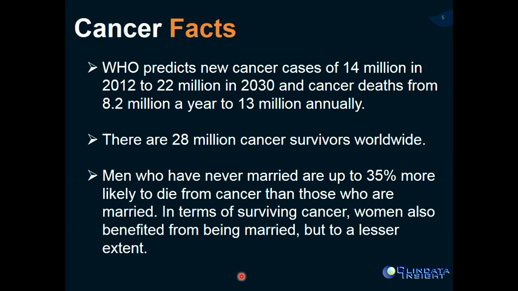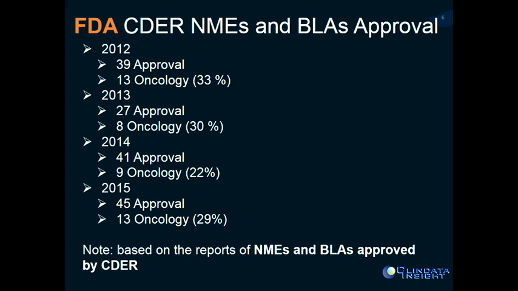So cancer impacts us in a lot of different ways. It impacts us personally, financially, and also emotionally. To cure this disease, a lot of pharma companies invest in and develop cancer drugs. If you look at the annual drug approvals at the FDA, we notice that a lot of cancer drugs are developed and approved. In 2012, about 33% were cancer drugs, in 2013 about 30%, in 2014 about 22%, and in 2015 about 29%.